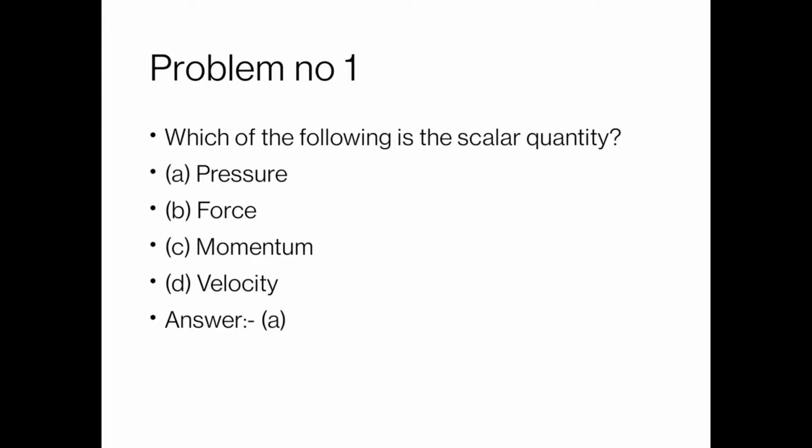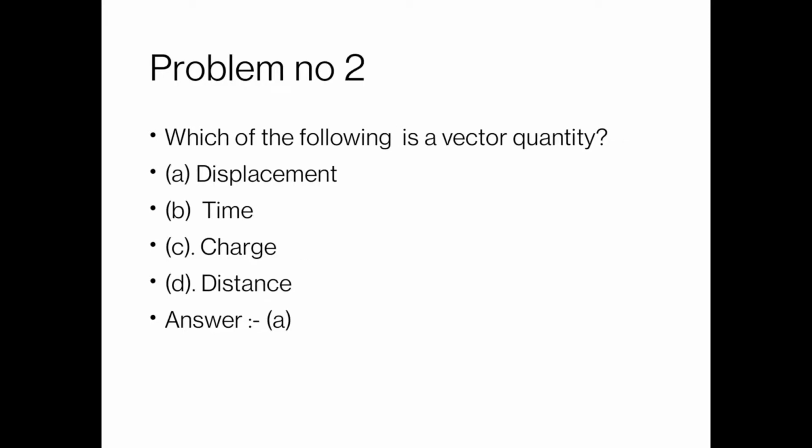As we know, velocity is a vector quantity, momentum is again a vector quantity because it involves velocity, p is equal to mv, and force F is equal to ma, where a is the acceleration, which is again a vector quantity. So B, C and D are vector quantities. The remaining quantity, pressure, P is equal to F by A. Pressure is a scalar quantity. So the answer is A, pressure is a scalar quantity.